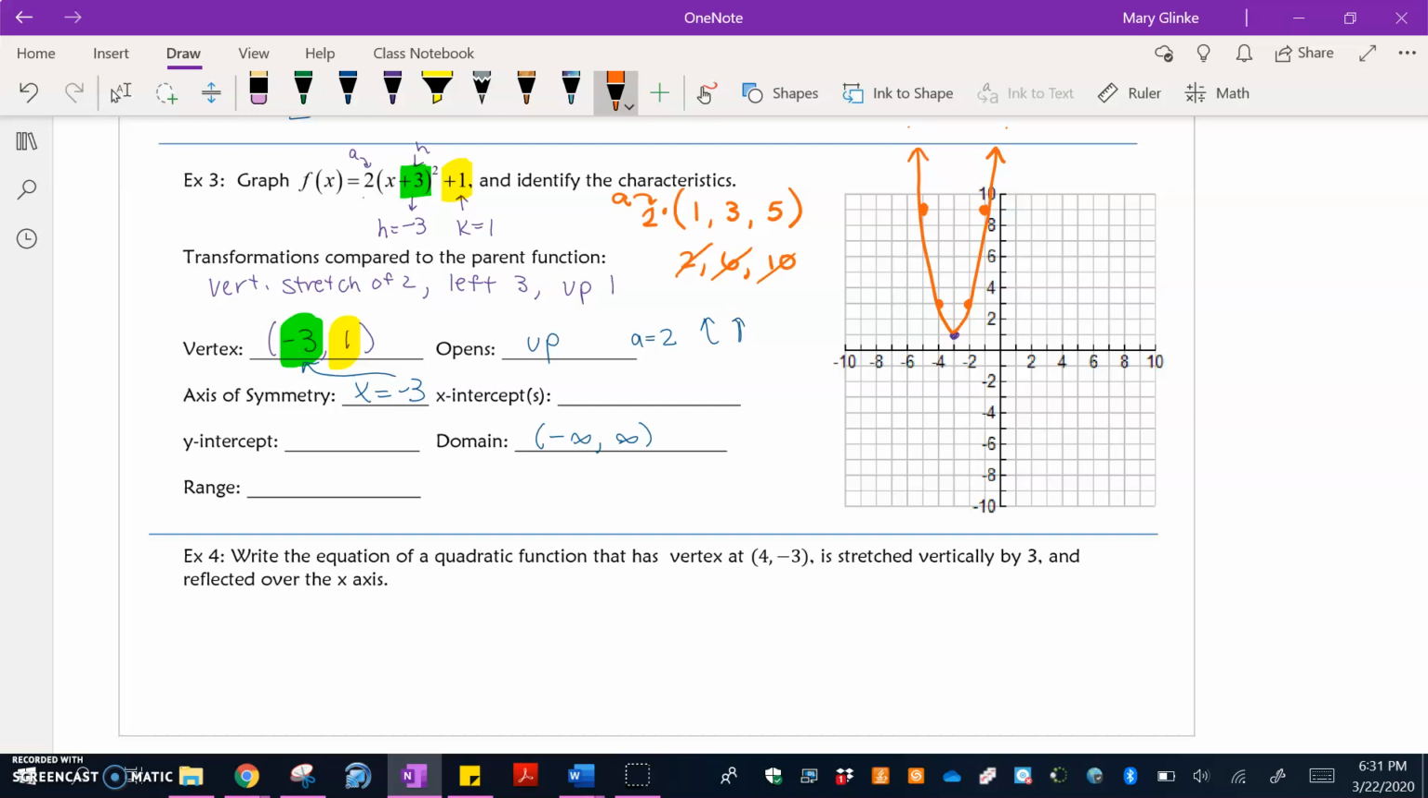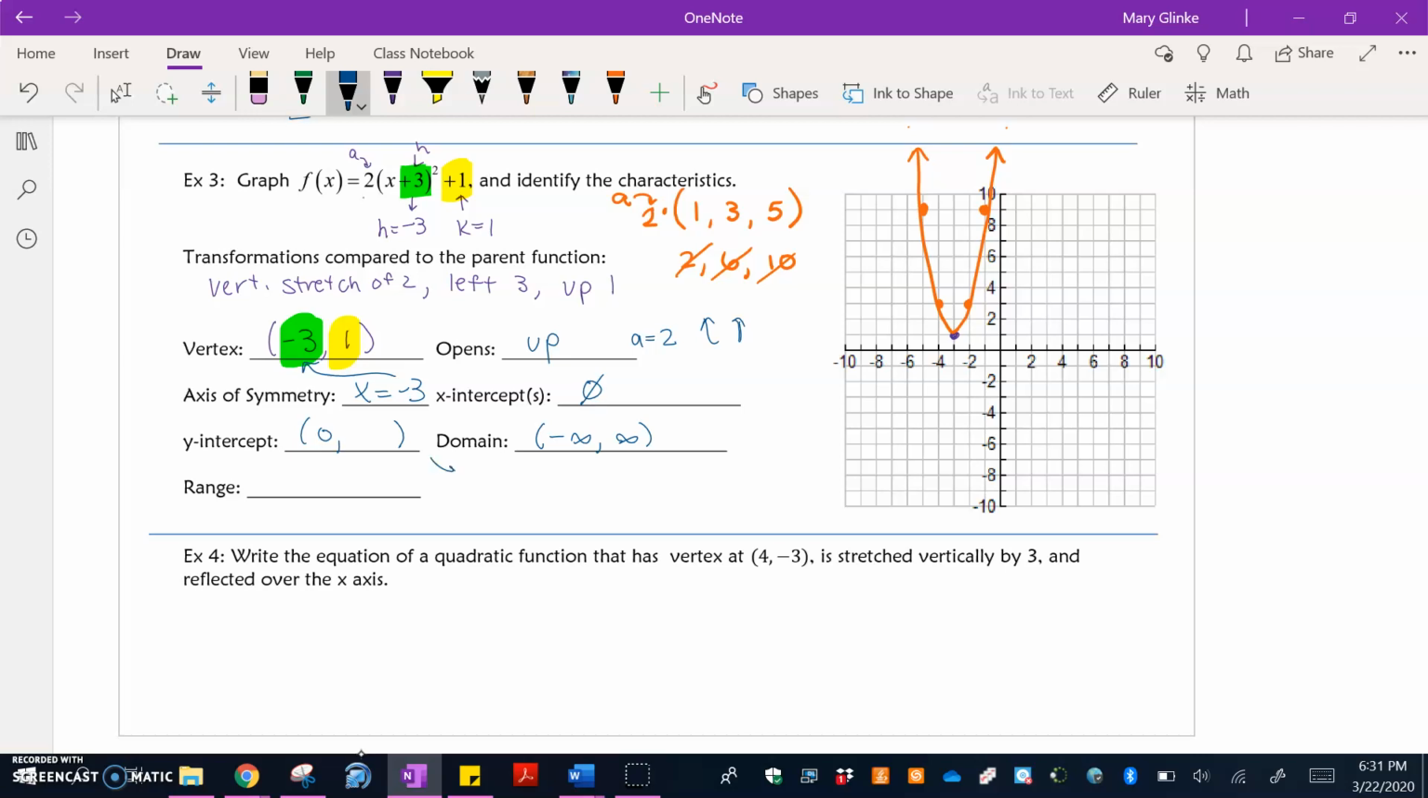Now based off of my graph, I can see that I'm not going to have any x-intercept because this graph doesn't cross the x-axis. My y-intercept, I don't exactly know what that is. It's going to be 0, something, but I don't know what it is. I can't tell based off of my graph, so I have to go about this a different way.